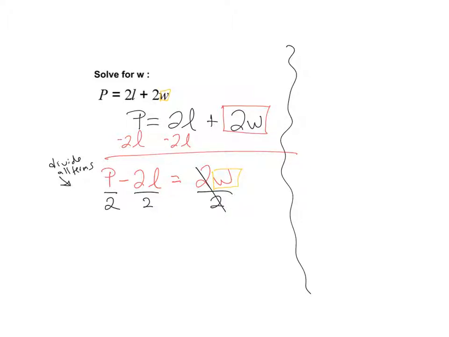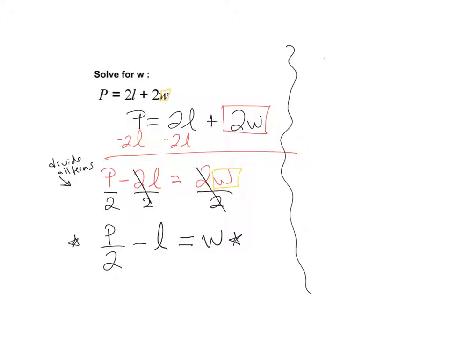So look at what I'm left with. We're going to simplify everything down. P over 2, perimeter divided by 2, I can't simplify that down. But when I look at the term that shows me 2L divided by 2, notice that the 2's cancel out. So I've got P divided by 2 minus L is equal to W. And that is my answer.